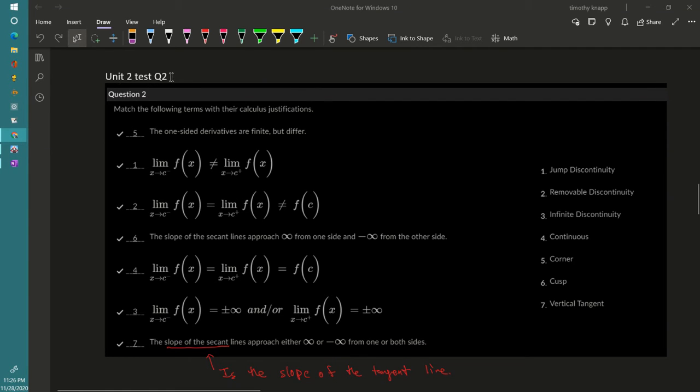Okay, so we're looking at Unit 2 test question 2 here. This was a strange one where they had a bunch of various math terms in terms of limits and whatnot. And then they had over here a bunch of different definitions. So what does a jump discontinuity look like and different things like that. So I just want to go through down here, and I've drawn pictures of each of these.